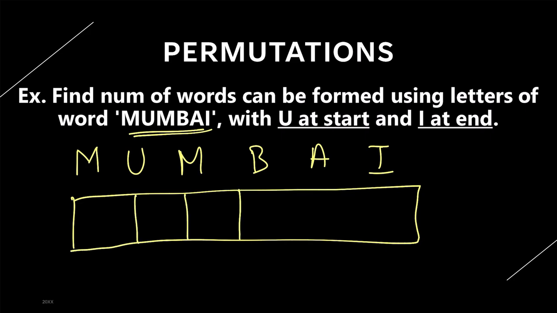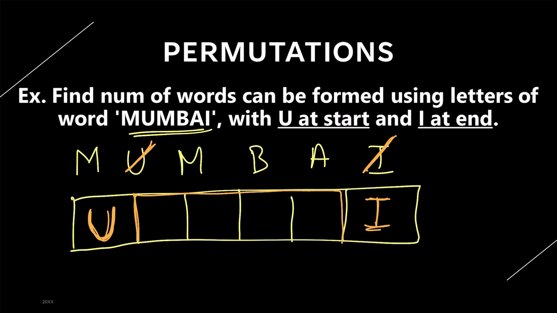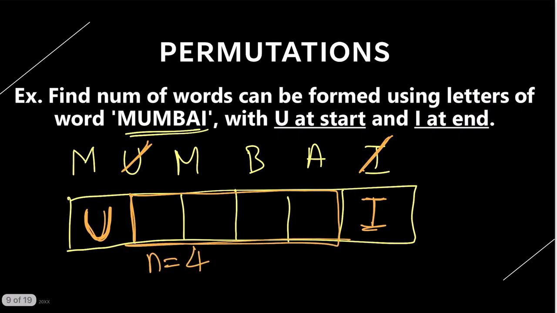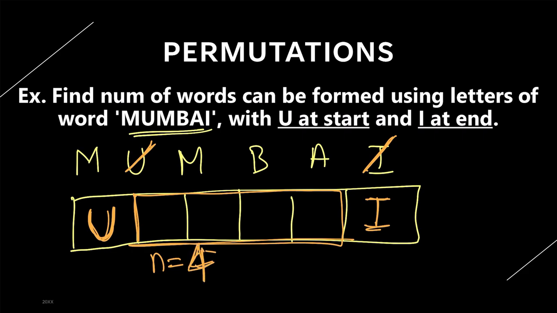1, 2, 3, 4, 5, 6. And they have said that the first word is you, the last word is I. So you and I are gone. How many letters do you have to fill? You have to make four. You have to fill four letters.